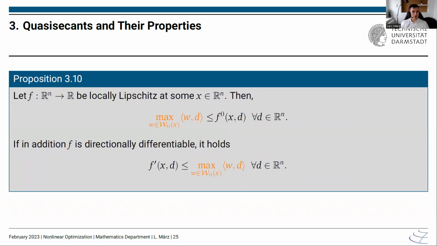Now, for what I think will be the last proposition, if I remember correctly, we have for locally Lipschitz f this inclusion, this inequality, and if f is additionally directionally differentiable, we have this other inequality. So note that the directional derivative is defined because we assume directional differentiability, and this is somehow interesting to us because if we assume regularity, we get an identity.